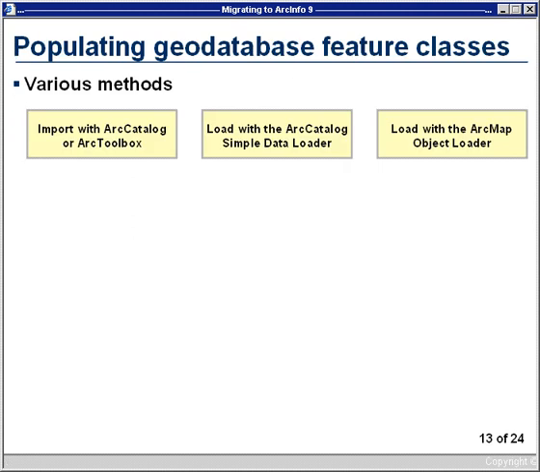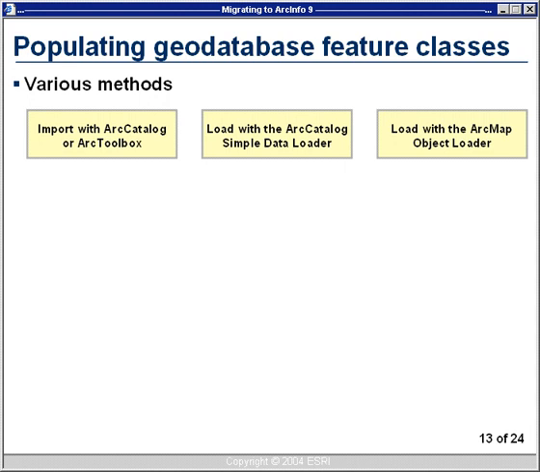Now, populating the GeoDatabase feature classes can also be done in several other ways. So we've already looked at the feature class to feature class conversion. But you may also use the import functions to import from our catalog and our toolbox directly into the GeoDatabase. In this case, the source data that you're importing will define the structure of the feature classes that will be created. You may also consider using the simple data loader in our catalog or the ArcMap object loader.